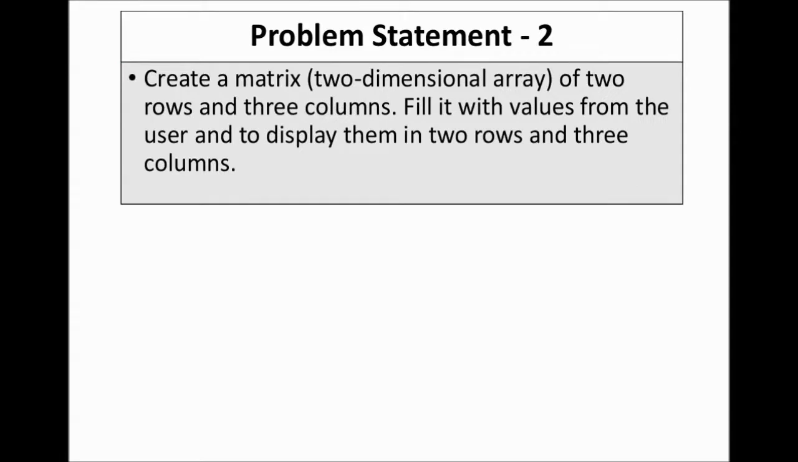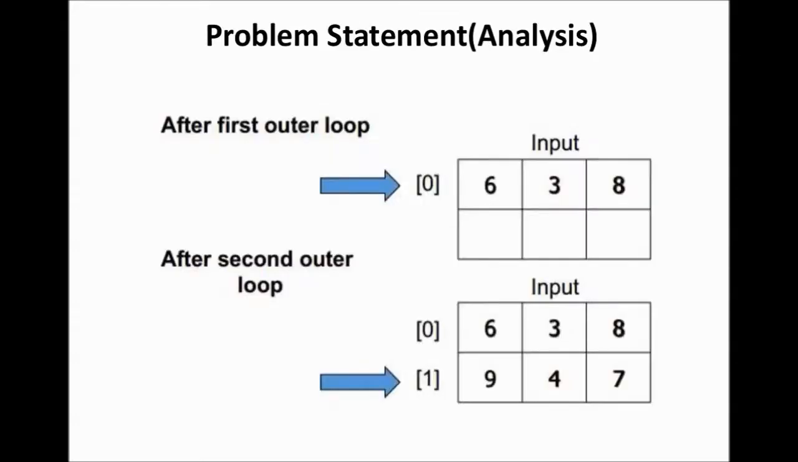Let's have another program: create a matrix, a two-dimensional array, of 2 rows and 3 columns, fill it with values from the user and display them in 2 rows and 3 columns. For this problem statement, we want our output to look like a table of 2 rows and 3 columns, and we enter values.